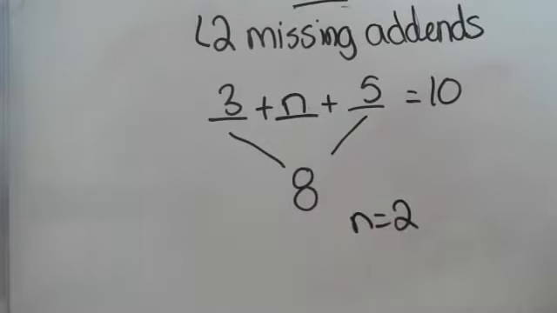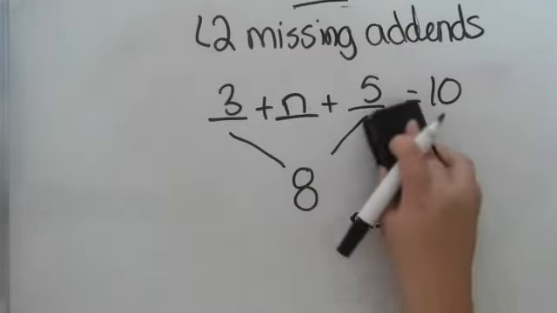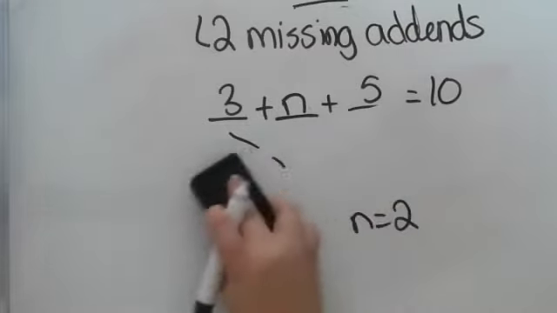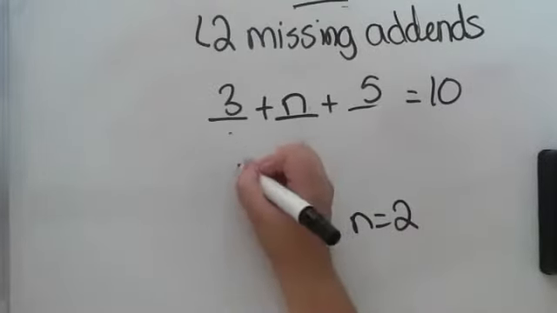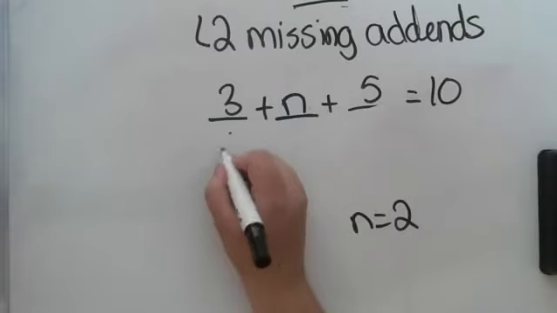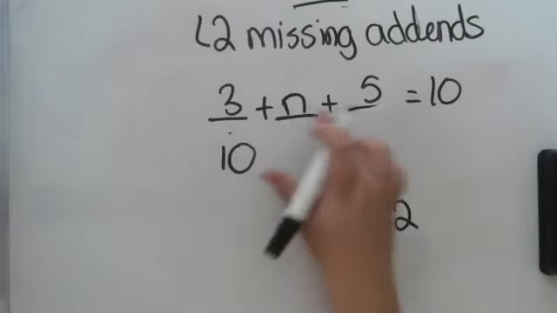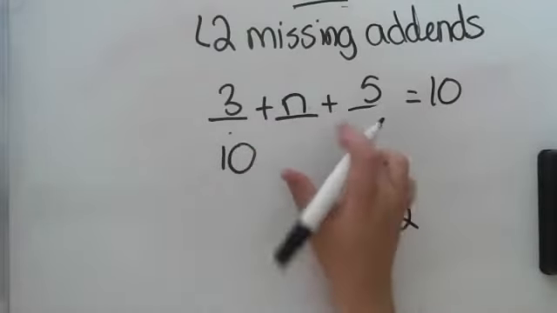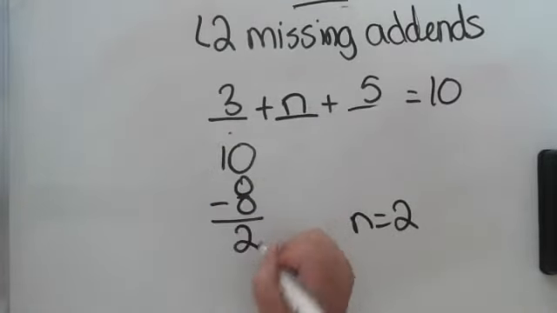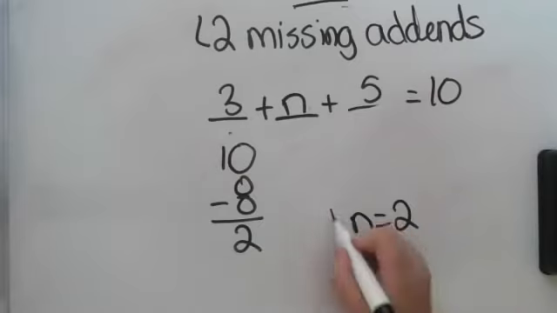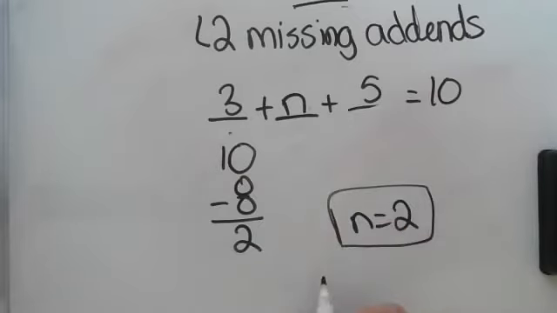Or I can take my two numbers, add them together, which again would equal 8, and subtract it from the 10. So I could take the 10, subtract these two numbers from it, so 3 plus 5 is 8, and I would end up with 2. Both ways, I will get n equals 2.